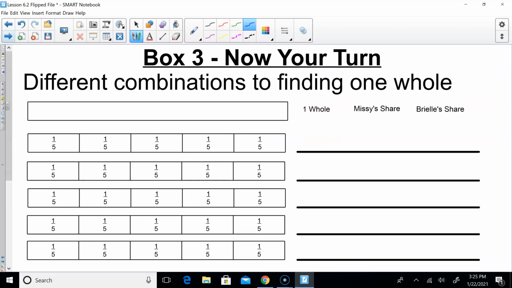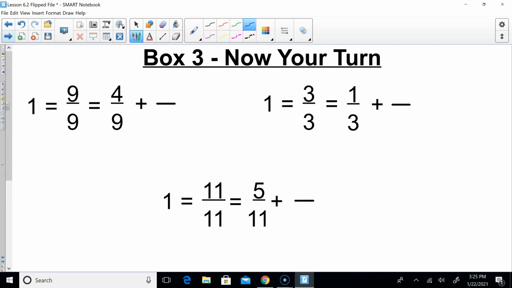Right, box 3, now your turn. I'd like you to find different combinations for Missy and Brielle's share to equal 1 whole. So you can pause the video now and work on finding all the different combinations to equal 1 whole. With the following problems, I'd like you to figure out the missing fraction to make these all turn into 1 whole as well. I like to write out the entire problem, not just the answer, so we can make the connection between the whole number, how it turns into a fraction, and then the two parts that equal that whole number. So I like to write out the whole thing as you do this one right now. So go through and answer these 3 problems.